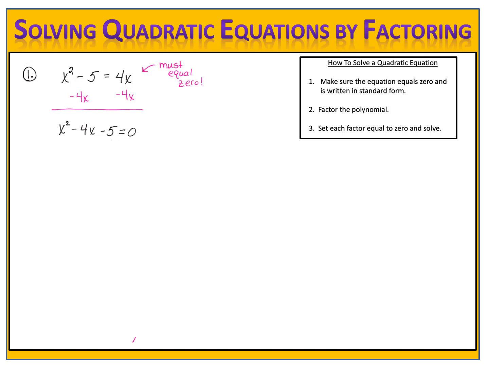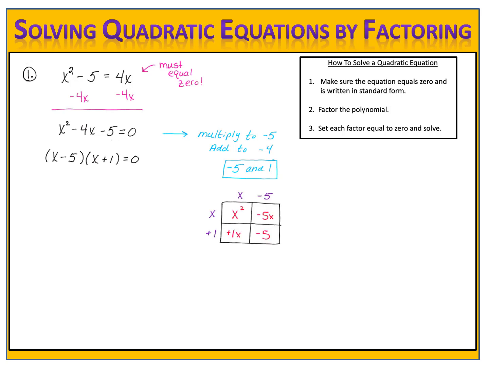Now that the equation equals 0 and the polynomial is in standard form, we can begin the process of factoring. If you need help with factoring, I recommend going back and watching the videos on how to factor. We want numbers that multiply to negative 5 and add to negative 4. Those numbers are negative 5 and positive 1. Because this trinomial has a leading coefficient of 1, it's very easy to factor this to x minus 5 times x plus 1 equals 0. Of course, if need be, I could always use the grid to obtain those factors.